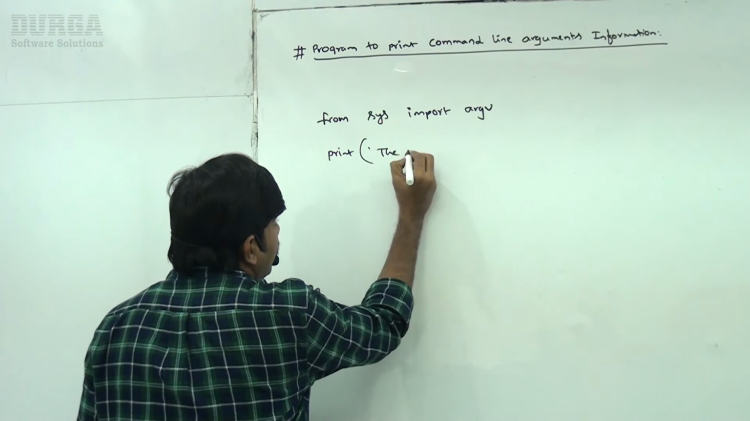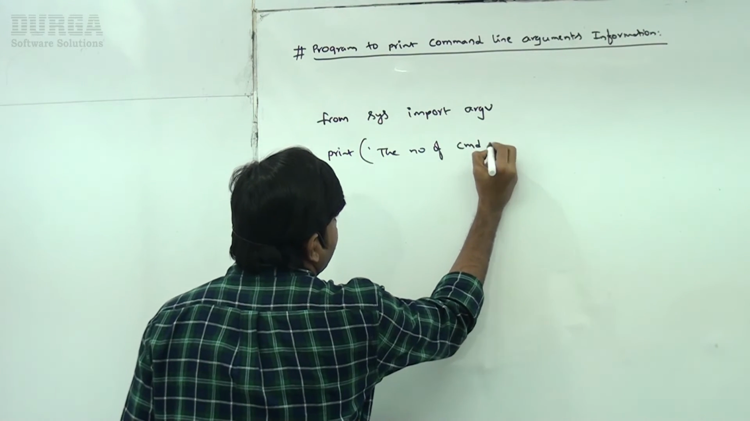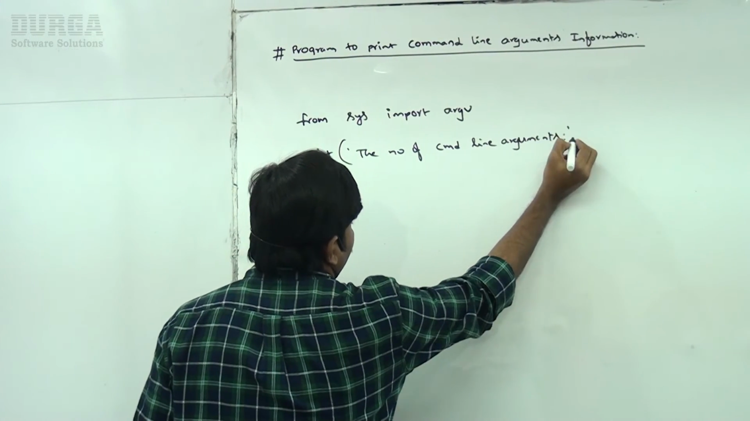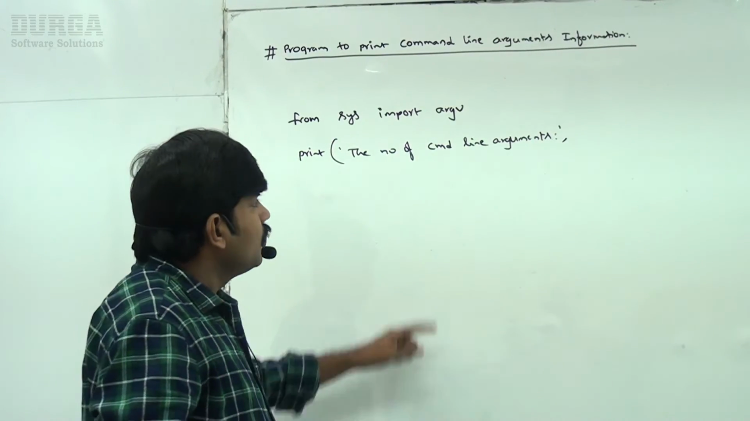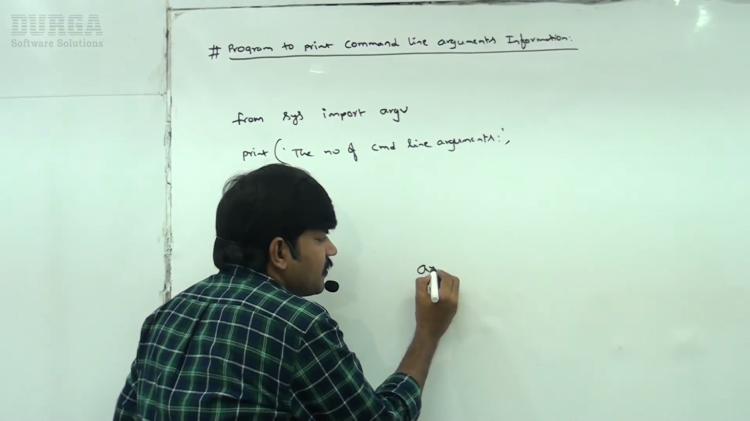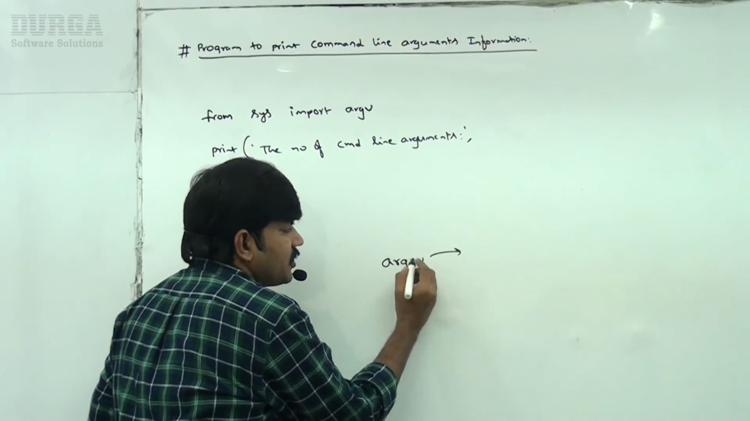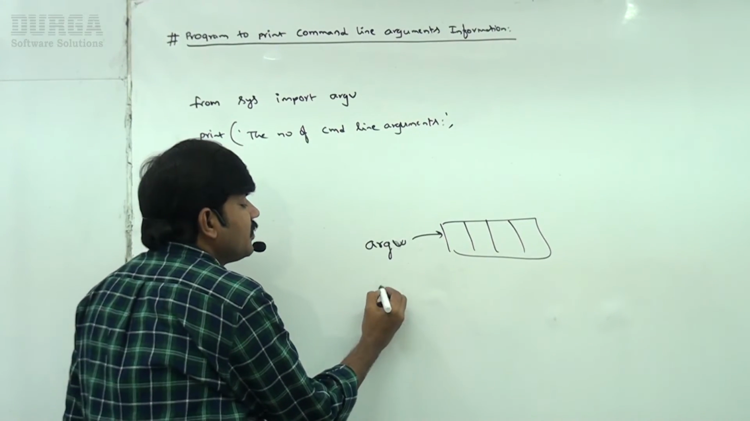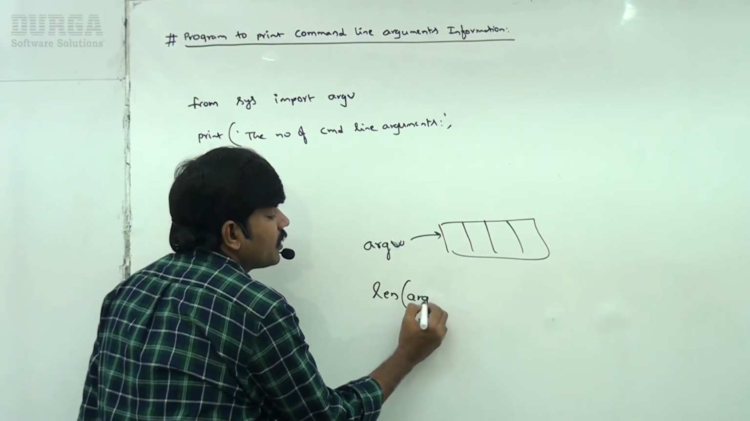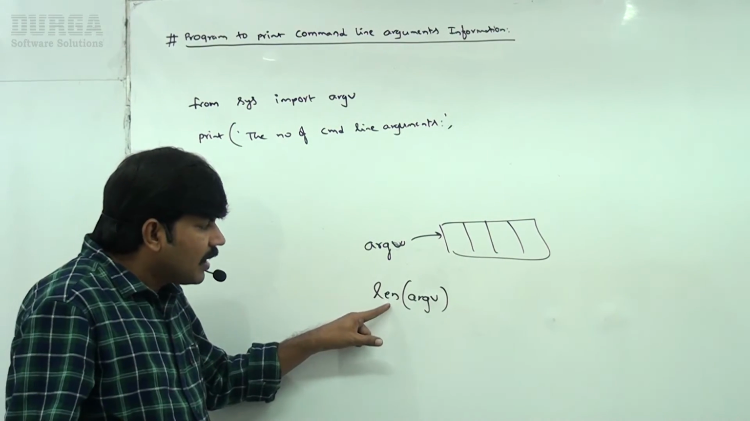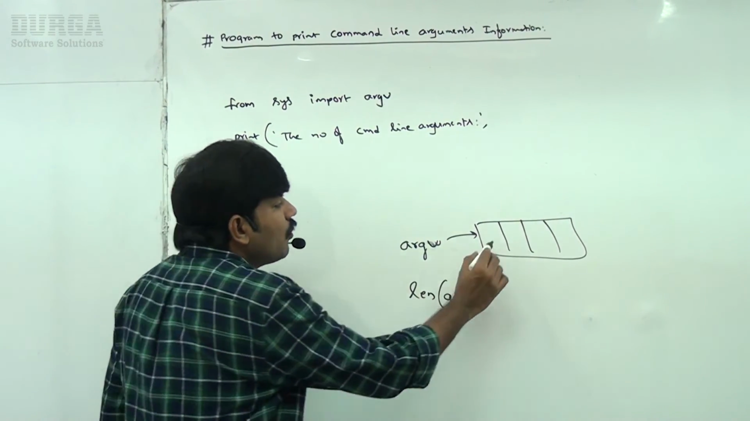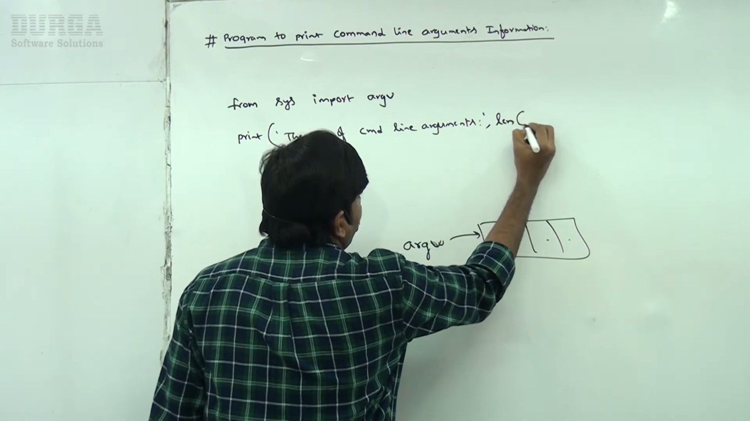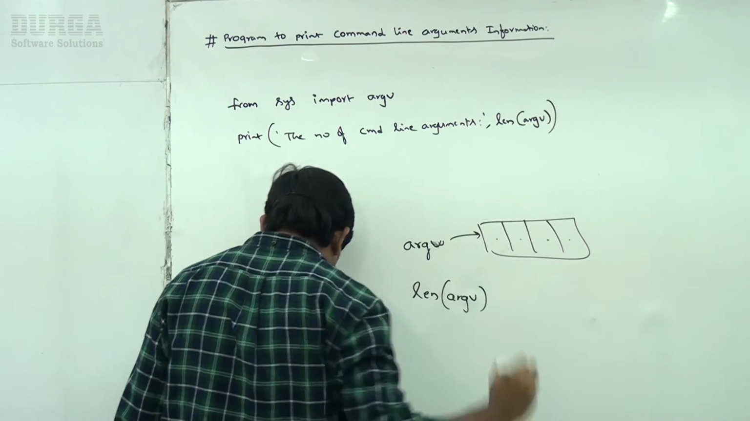Now, sir, very simple, print the number of command line arguments. How many command line arguments are there? Very simple, sir, argv is the list. So in this list, how many elements are there? If you want to know, we have to use the inbuilt length function, len of argv. It is going to return how many values are there in this list.